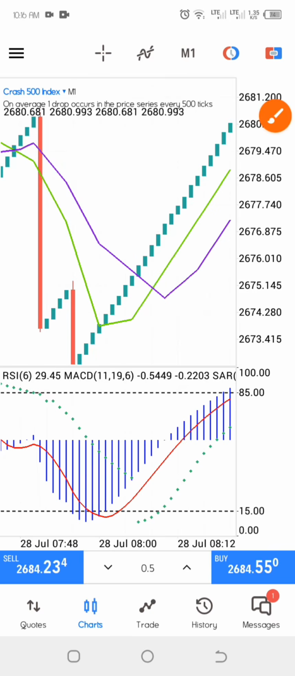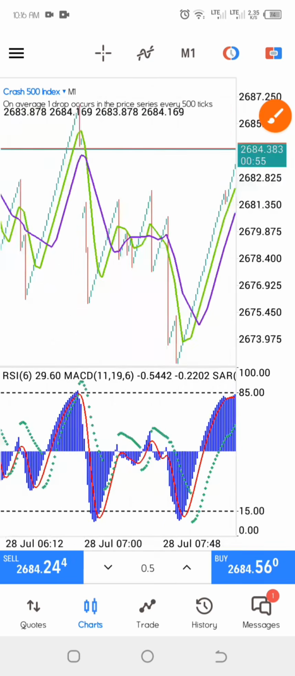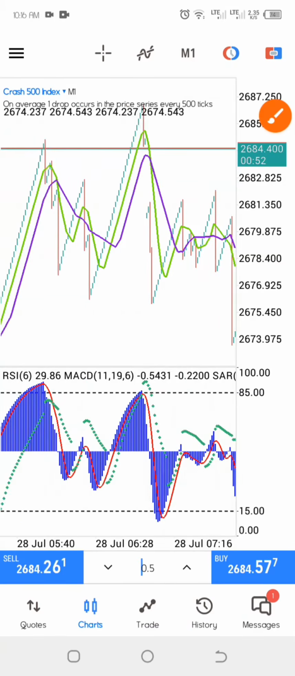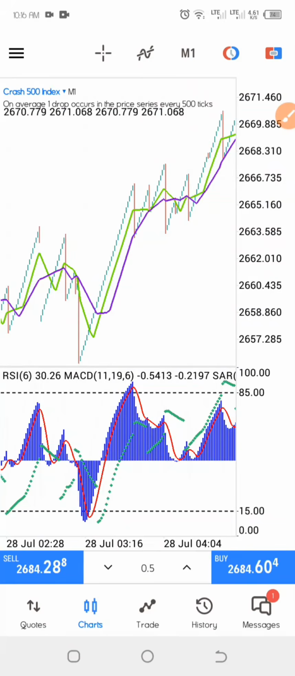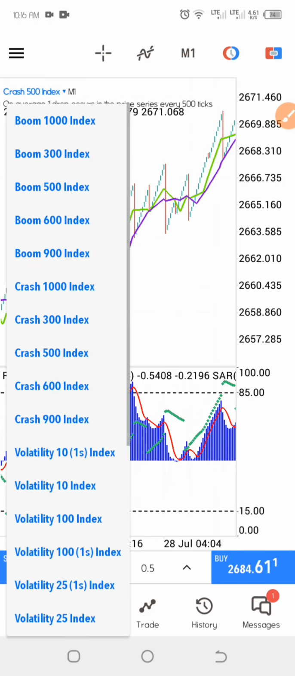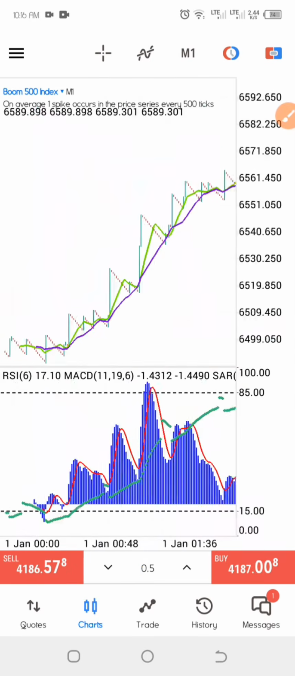After you enter at the 5th candle, then you hold your trade till where you feel comfortable taking your profit. Now, it's very simple and very straightforward. Okay, so let's go to crash now to look for another trading setup.